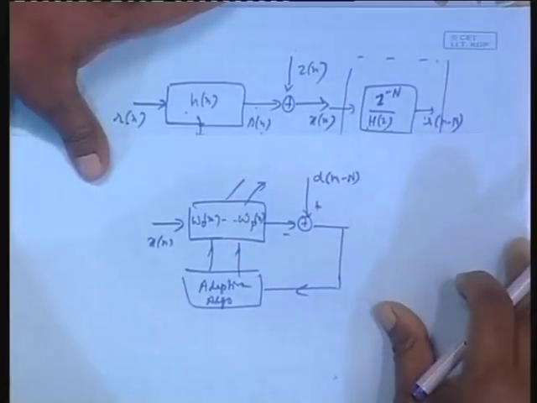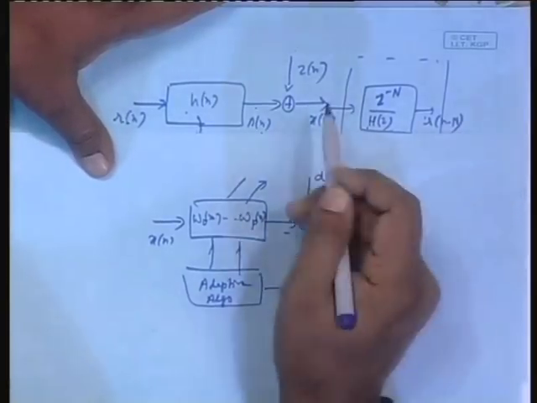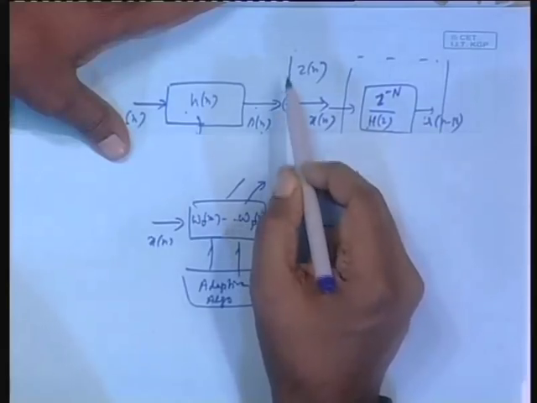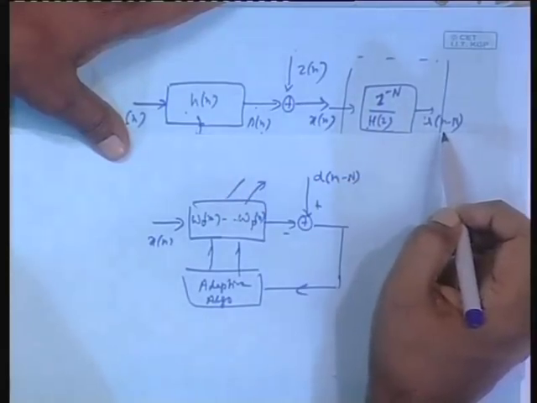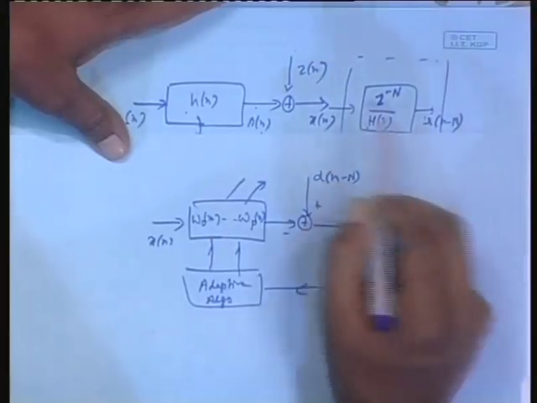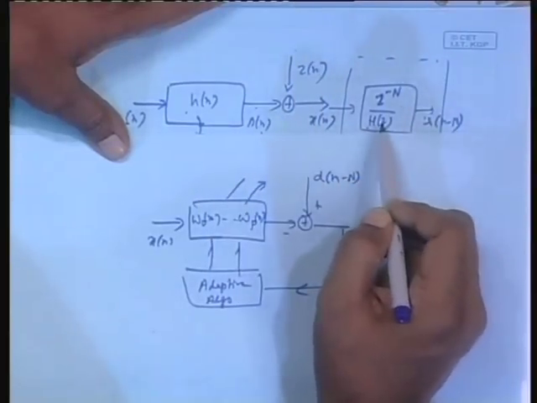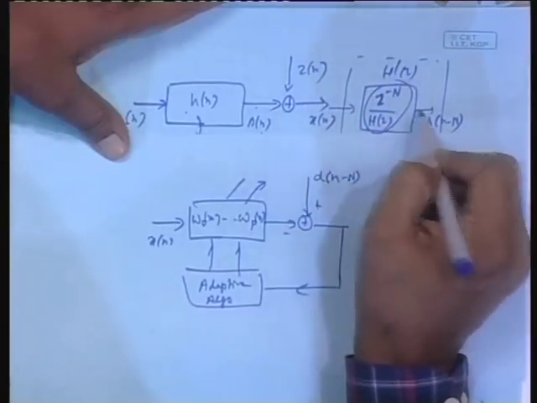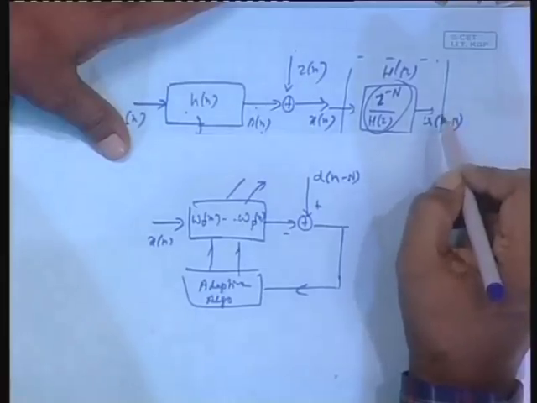This adaptive equalizer, and now the point is, if you take the effect of noise, then what happens? This noise is present here, z n goes through this. You can call this entire thing H prime z, it goes through this. So, in the output, there will be a component.